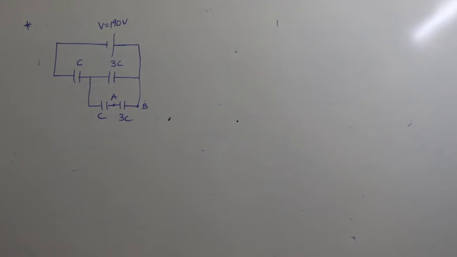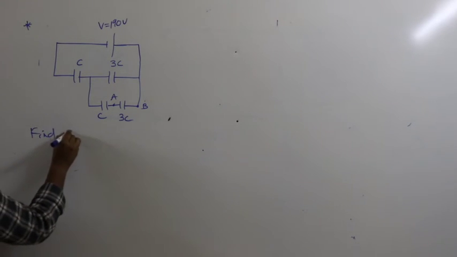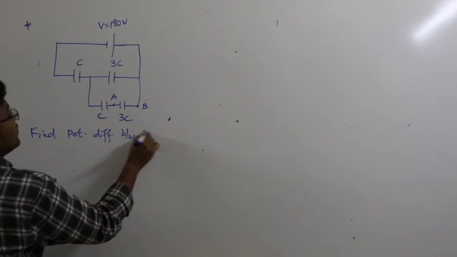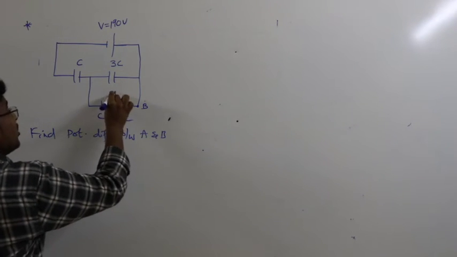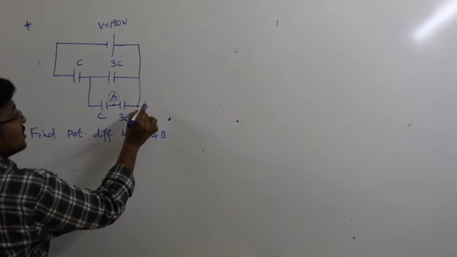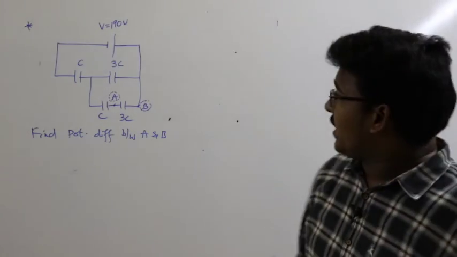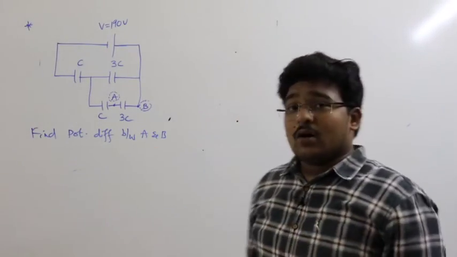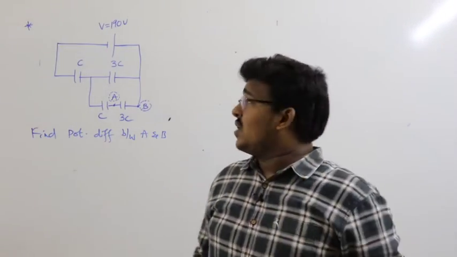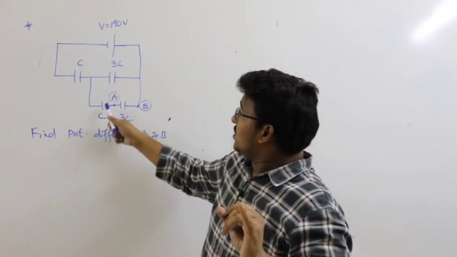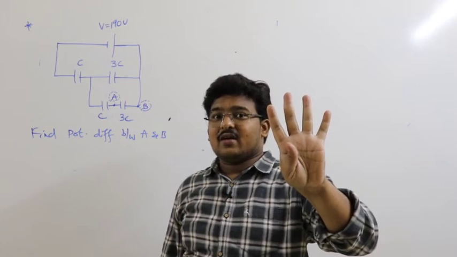Now what is the question? So the question is nothing but find the potential difference between A and B. Means at this point what is the potential, at this point what is the potential, the difference they are asking you, right? Now in this, how many batteries are there? Single battery. How many capacitors are there? 1 2 3 4 capacitors are there.